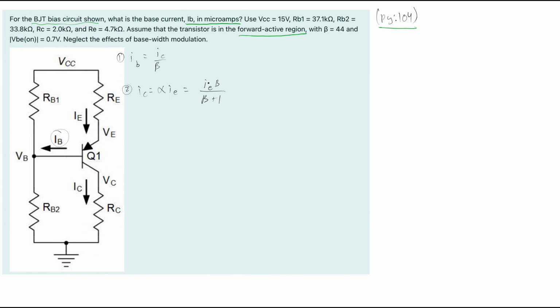And so all we need to find is our IE now. We're not given it, but we can solve for this right here. We can easily solve for IE, easier than solving for our IC. And so we can just plug this in back here. So rewriting this out, our IB is going to be equal to IE over beta plus 1. So now we need to solve for our IE.